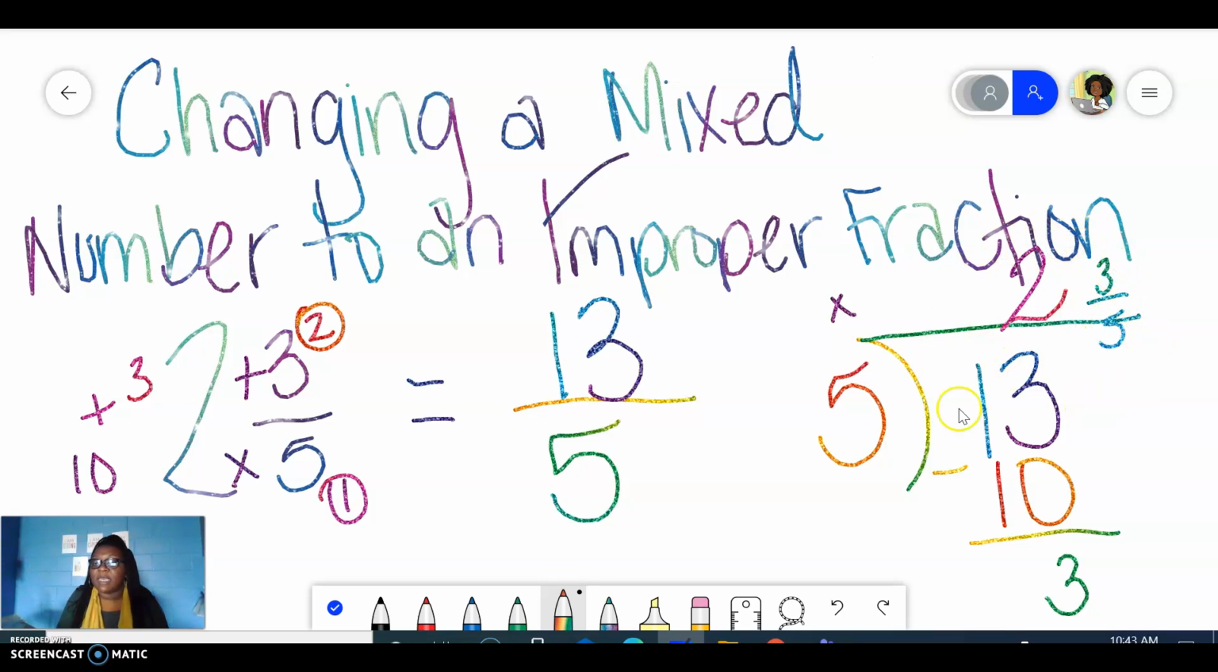Okay, so that shows me that I did change my mixed number to an improper fraction correctly.